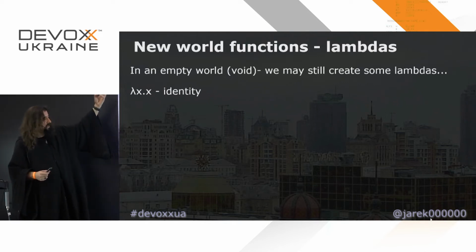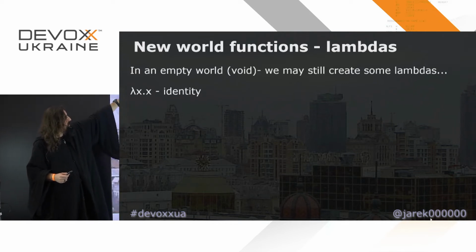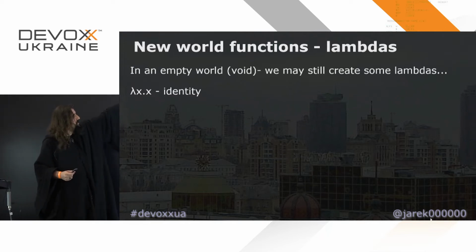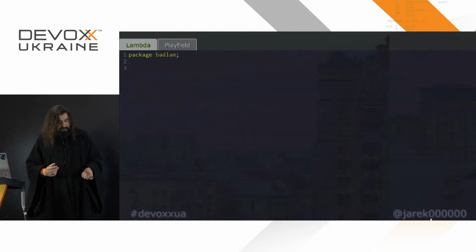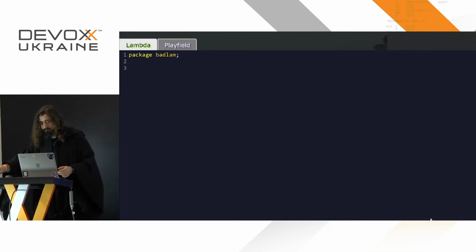Lambda means I start defining a lambda. Something that takes some x, and after the dot, it's written what I do. I just return this x, and this is identity. Okay, so now let's do that in Java, okay?